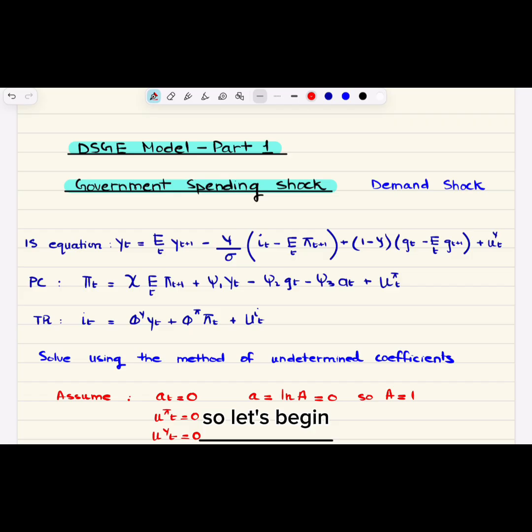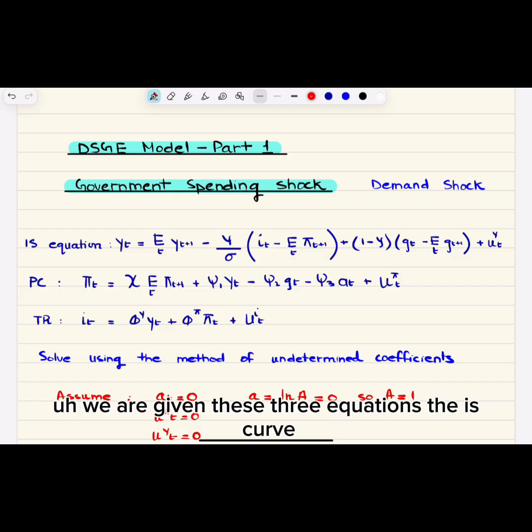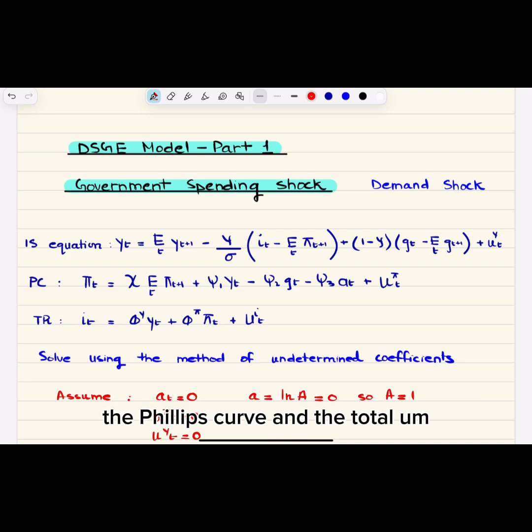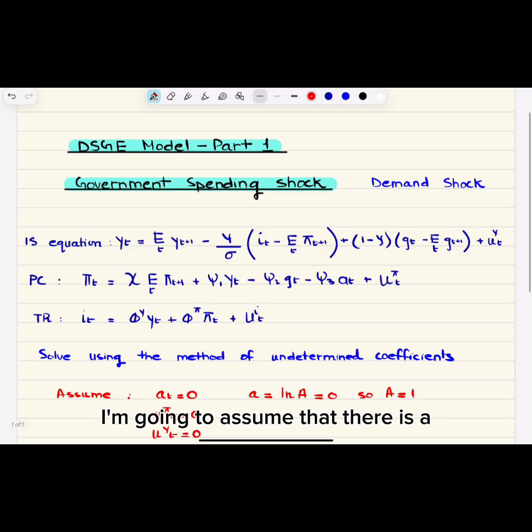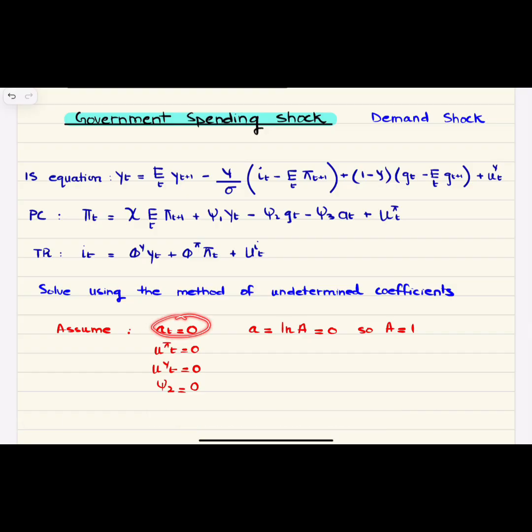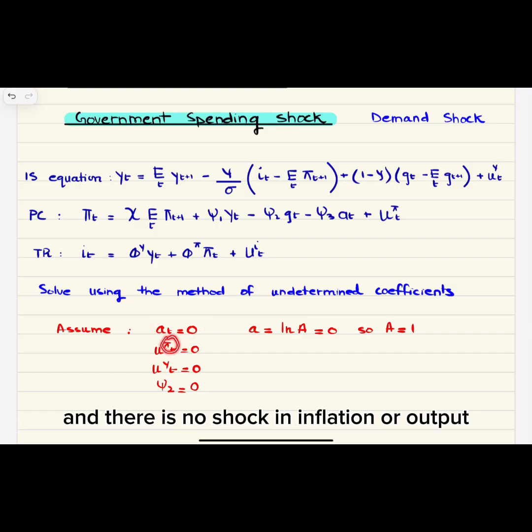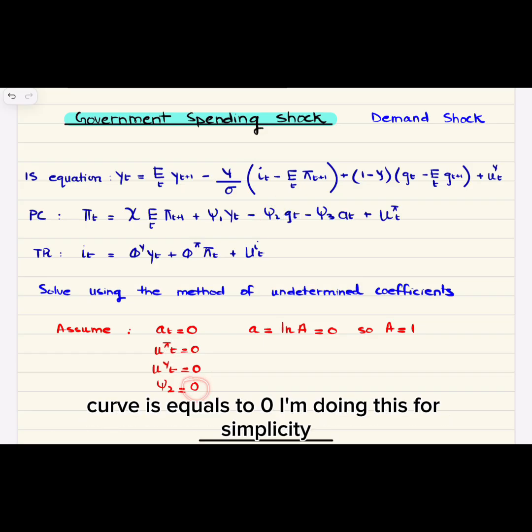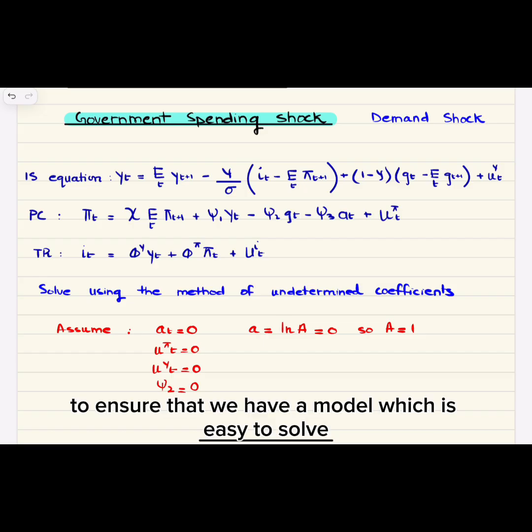So let's begin. We are given these three equations: the IS curve, the Phillips curve, and the Taylor rule curve. For simplicity, I'm going to assume that there is no growth in technology and no shock in inflation or output, and also that the coefficient of government spending in the Phillips curve is equal to 0. I'm doing this to ensure that we have a model which is easy to solve.